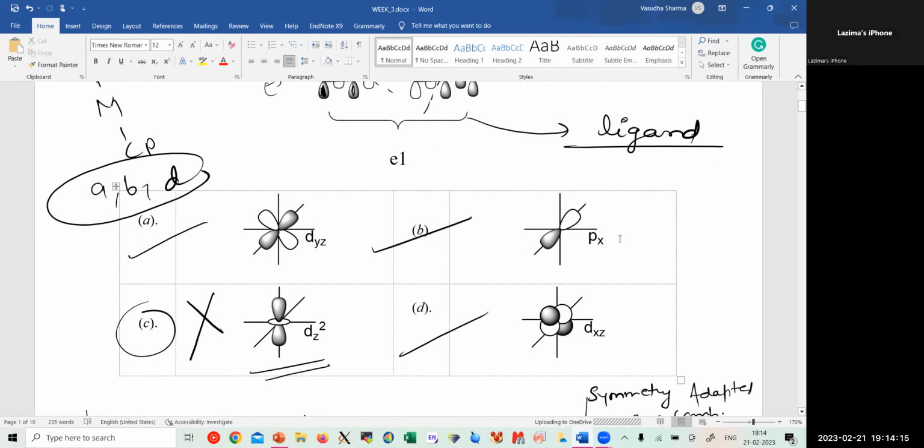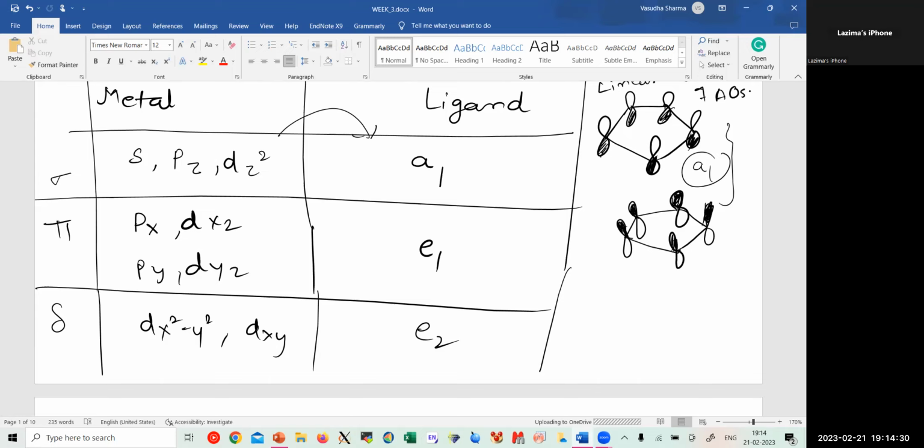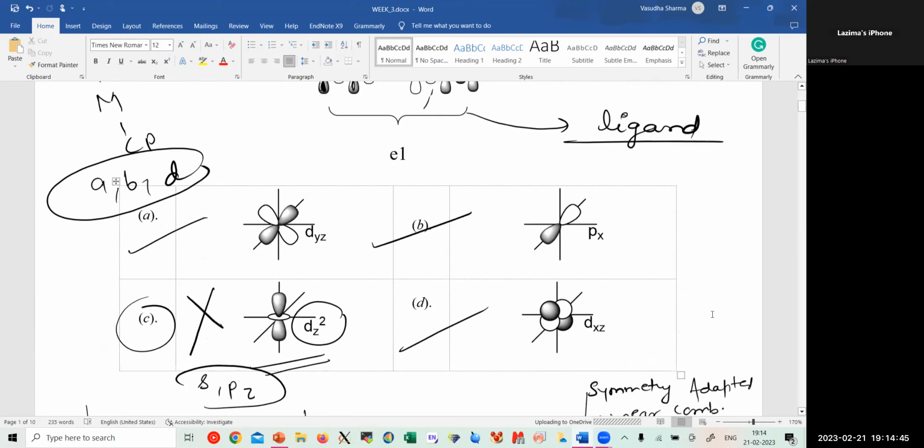So as we have already discussed, dz square will form your sigma bond, and apart from dz square, the s orbital or pz orbital will form your sigma bonding. This is the table. So sigma: s orbital, pz and dz square will give you the sigma bonding. px, dxz or py, dyz will give you pi bonding. And dx square minus y square and dxy will give you the delta bonding. So that's why we need to find out, now we were talking about the pi combinations, we need to find out the pi orbital. So these are the three possible combinations.